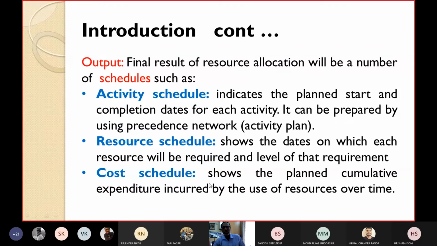So the cost schedule will show the planned cumulative expenditure which will be incurred by the use of the different resources over time or over the project duration. That can be represented by the cost schedule. So the 3 schedules we get as the output of resource allocation are the activity schedule, resource schedule, and cost schedule. What do they show? We have already mentioned here.